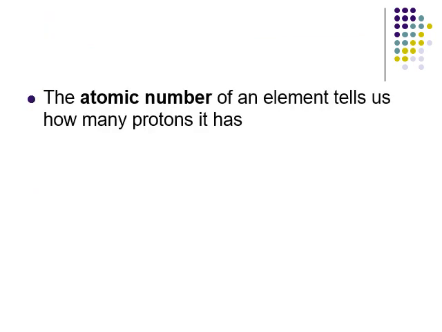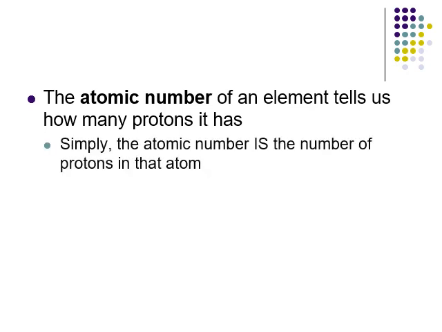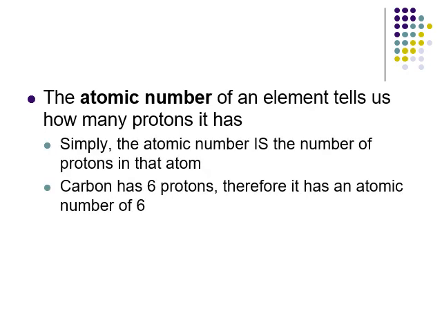Now, because chemists like to make things difficult, just really job security, they have a term called atomic number. The atomic number is simply how many protons an element has. So all carbon atoms have 6 protons. All carbon atoms have an atomic number of 6. That's all that it is.